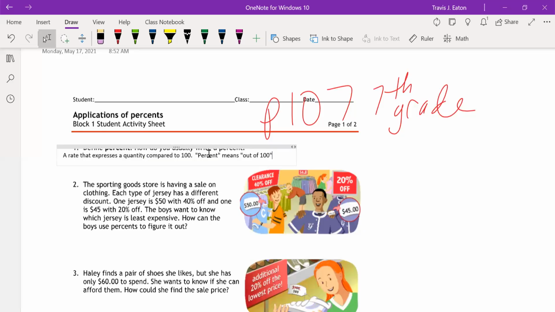Because, you know, there are 100 cents in a dollar. There were 100 centurions in a Roman military unit. There's 100 years in a century. There are 100 centimeters in a meter. And so the prefix cent has to do with 100. And of course, we always use the percent symbol when we're talking about percents.